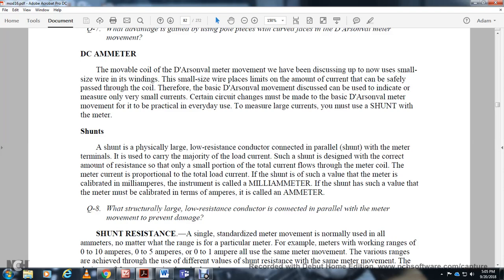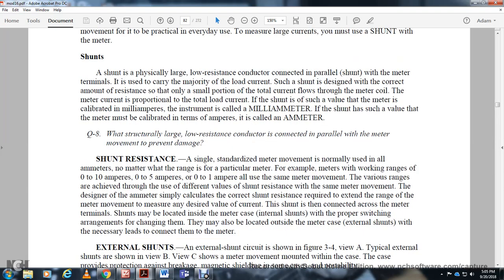If the meter scale is calibrated in terms of amperes, it is called an ammeter. The shunt resistance determines the range of the meter. For example, a meter may have ranges of 0 to 10 amps, 0 to 5 amps, or 0 to 1 amp, all using the same meter movement. They achieve the different ranges by using different values of shunt resistance with the same meter movement.